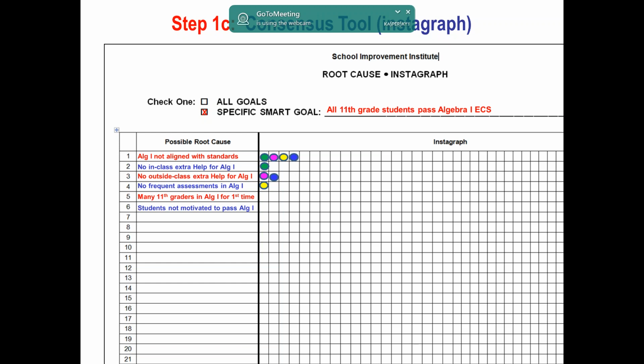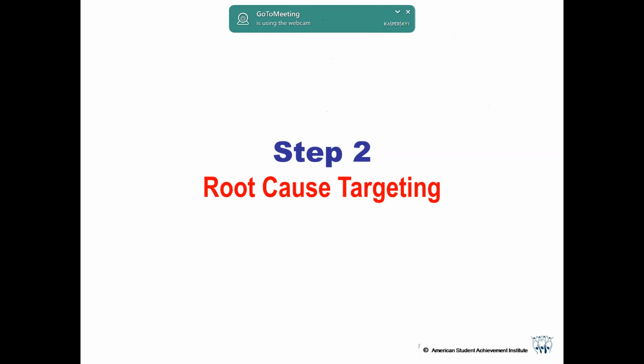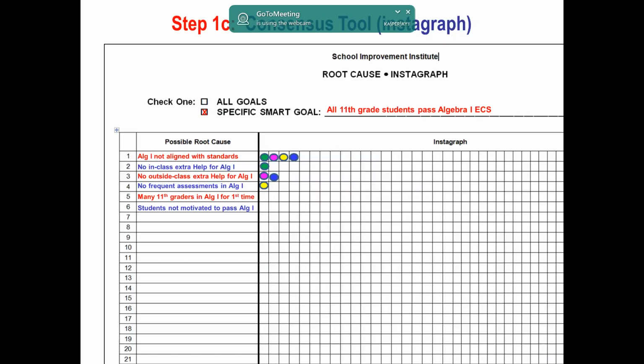You would have one Instagraph for all goals where you would look at your general root causes, and then you would have a specific Instagraph for each of your specific SMART goals. That will very quickly narrow down your discussions so that you're not talking all day about each one of your SMART goals. Okay, so after that, let me go back.